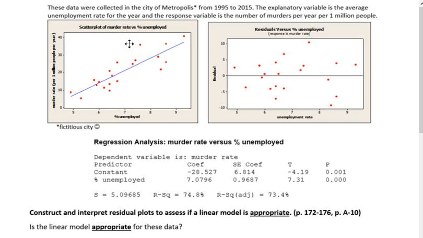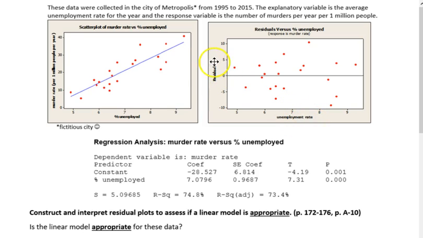Now I want you to notice here we have a scatter plot. Just as a reminder, we could describe the scatter plot as a moderately strong linear relationship between percent unemployed and murder rate per 1 million people per year. No real extreme outliers, perhaps that one, but probably not really any outliers. So pretty good linear model here. In the second graph we have a residual plot.